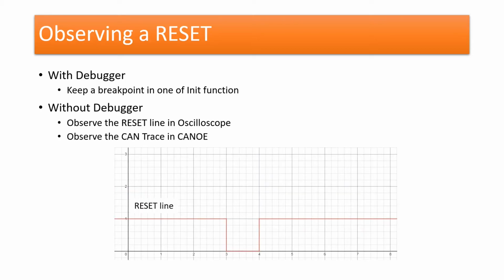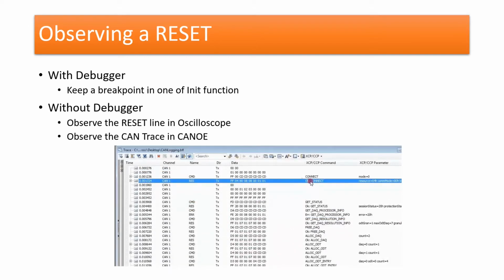Without the debugger, we can use an oscilloscope to probe the reset line of the microcontroller. During the reset, the line of the micro goes low, meaning 0 volts, and comes back to high, meaning 5 volts. Also, we can use Vector CANoe to observe the reset using the CAN trace. By means of a transmission error during our test, we can confirm the presence of a reset.